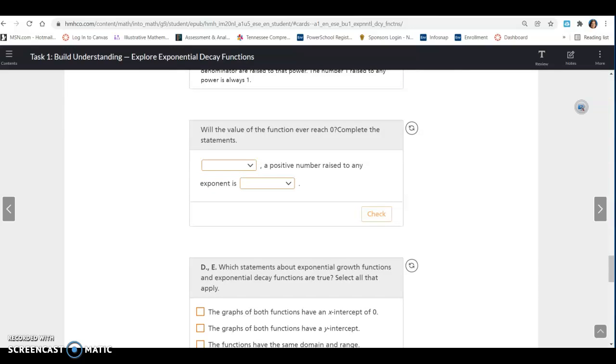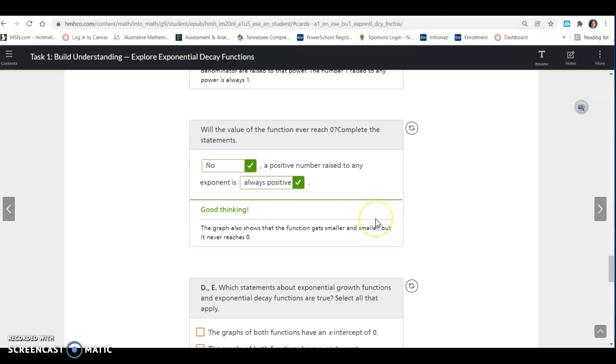All right, will the value of the function ever reach 0? The answer to that is no, because there's an asymptote. It's going to approach 0. It's going to get very, very close, but it's not going to get to 0. So a positive number raised to any exponent is always positive.